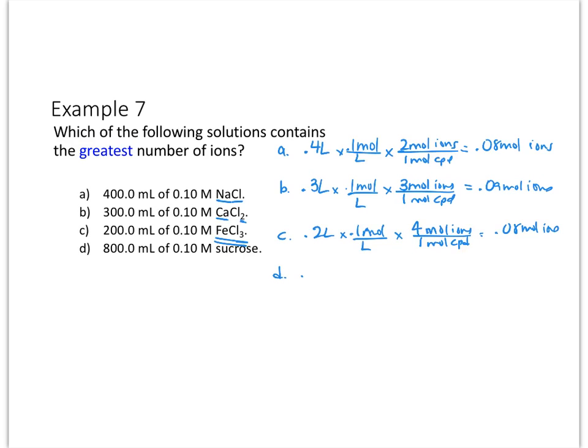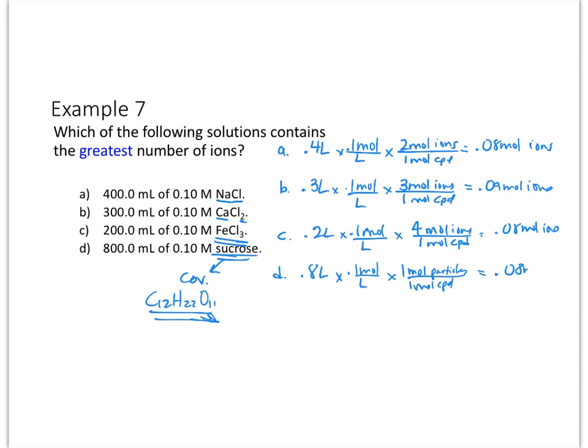And for D, I have 0.8 liters times 0.1 moles per liter. Now I have sucrose here. Sucrose is sugar. Sugar is covalent. Covalent substances do not dissociate in water. So I have 1 mole of particles per mole of compound, because these C's, H's, and O's don't separate from one another. They stay intact. So this is 0.08 moles. We have no ions here. So the one that has the greatest concentration of particles overall would be choice B.